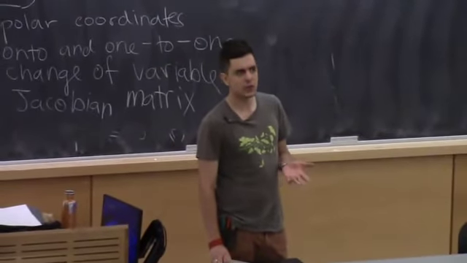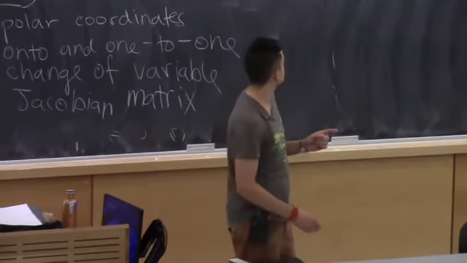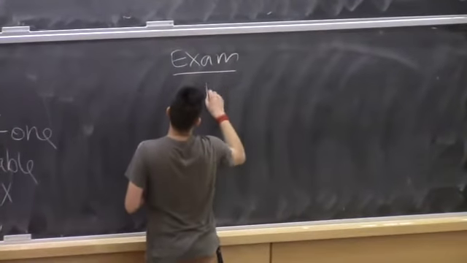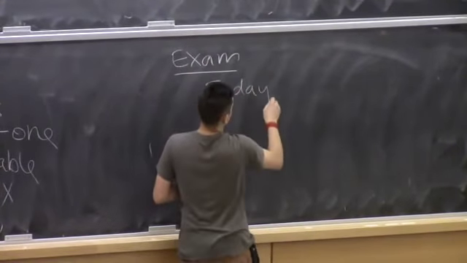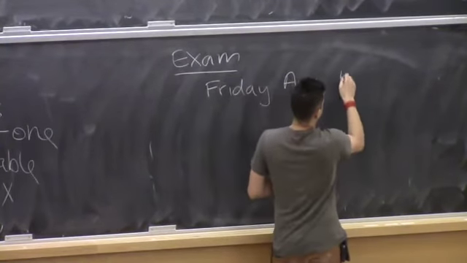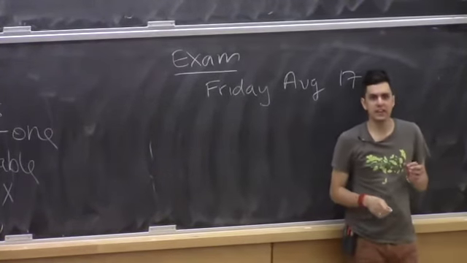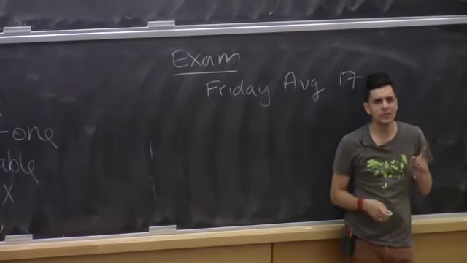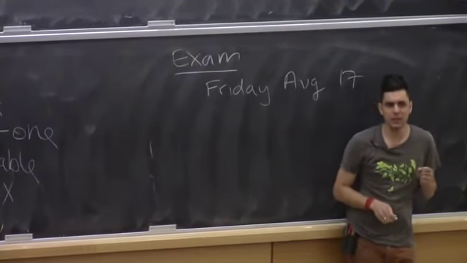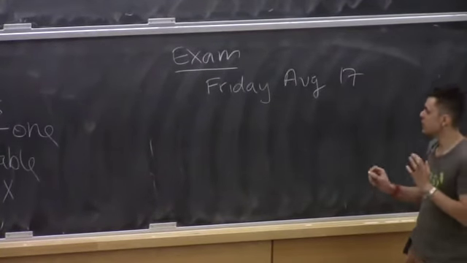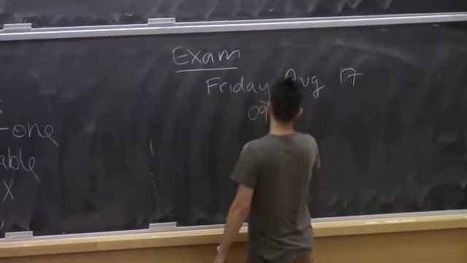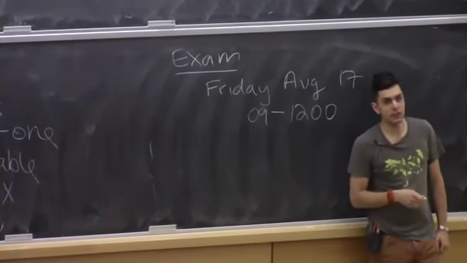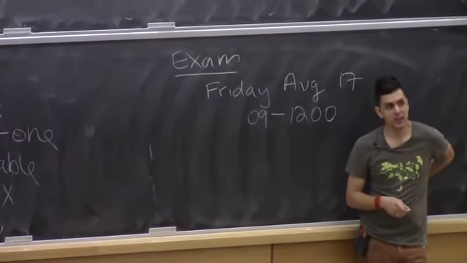So the first is we've got our exam, which is Friday, August 17th. The announcement I made in Tuesday's lecture, I had the wrong times. So I sent everyone an email about this, but I want to make sure that everyone knows the time is 9 a.m. to 12. Okay, so it's an early morning thing.